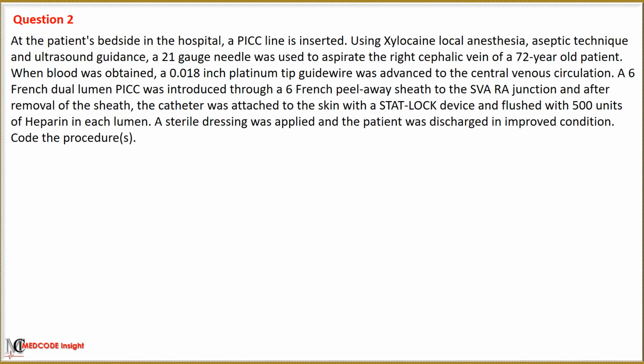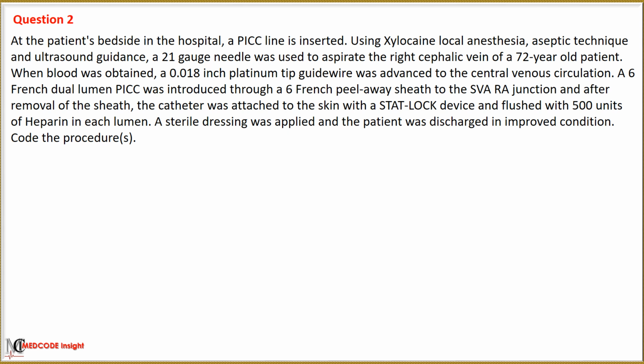At the patient bedside in the hospital, a peripherally inserted central venous catheter line is inserted. Using xylocaine local anesthesia, aseptic technique, and ultrasound guidance, a 21 gauge needle was used to aspirate the right cephalic vein of a 72-year-old patient. When blood was obtained, a 0.018-inch platinum tipped guide wire was advanced to the central venous circulation.